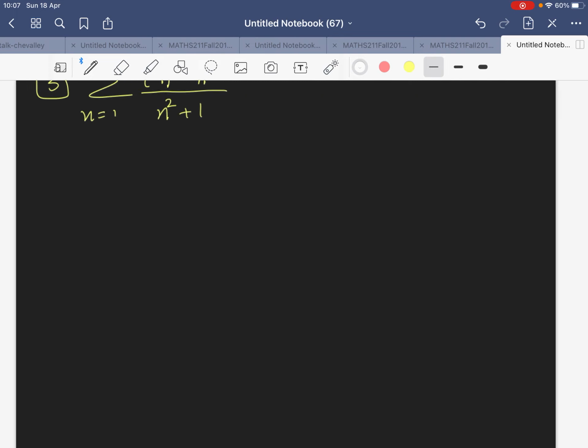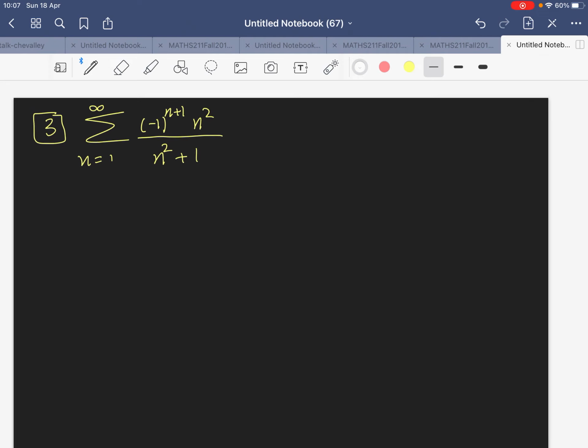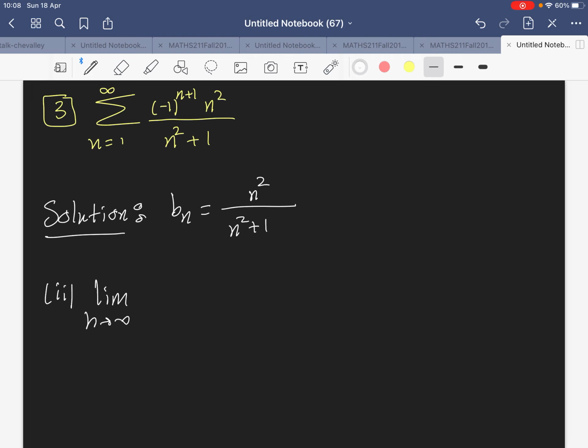Let me go to the second example. First of all, it's clear this is again an alternating series. I can see the (-1)^(n+1) and everything else is the Bn. So here is the solution, where Bn is n over n squared plus 1. Now I will check number 2 as I said. Sometimes if number 2 doesn't work, we cannot use the alternating series test. And most of the time, number 2 is the one that might not work.